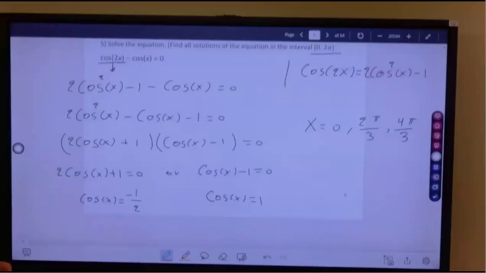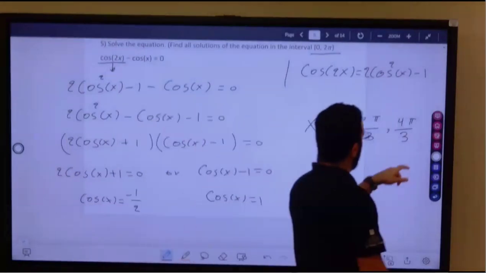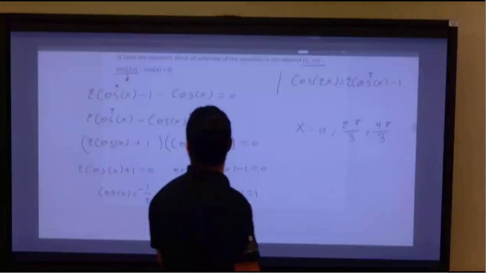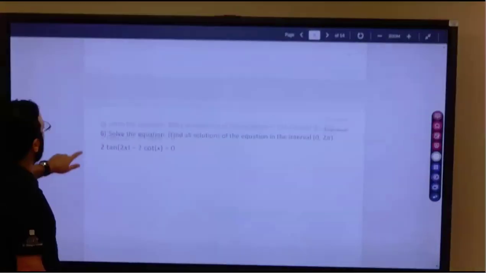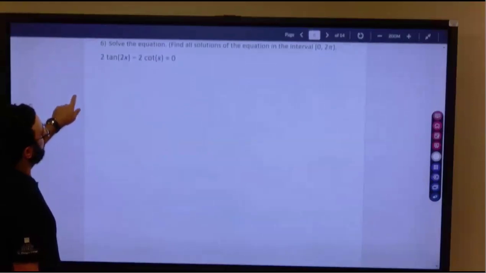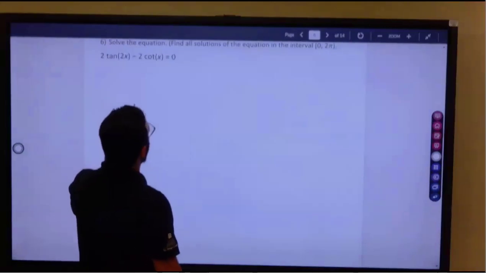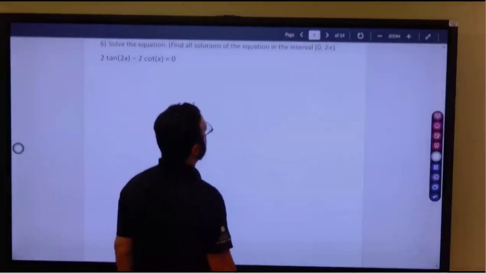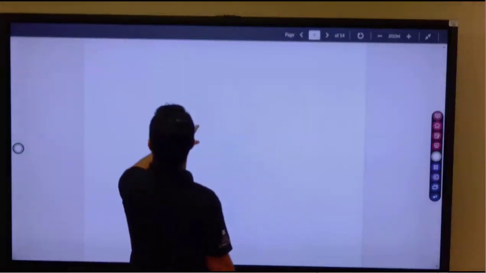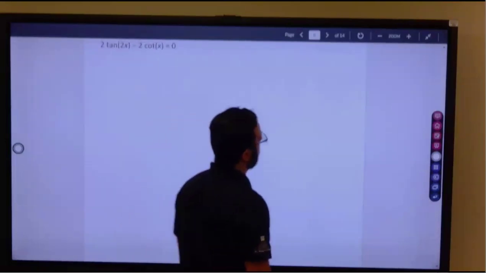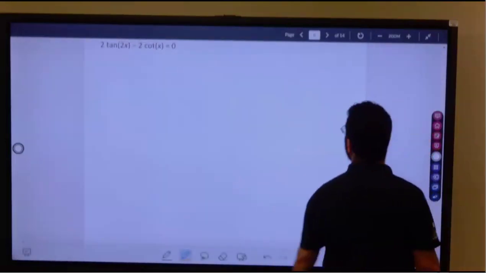Go to the next example, number 6. We're going to solve this one. I have to be careful with this one. Solve on the interval 0 to 2 pi. And I'll move to a new page for this one, because I need more space for this example.